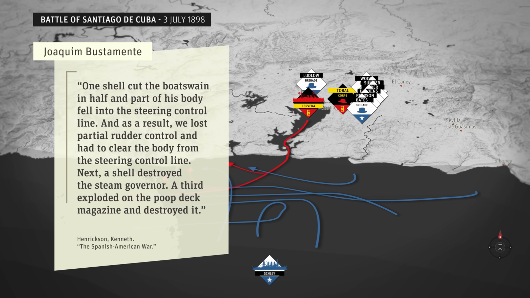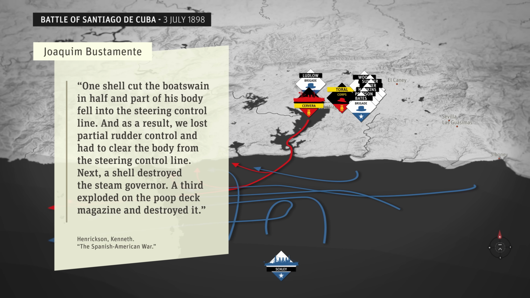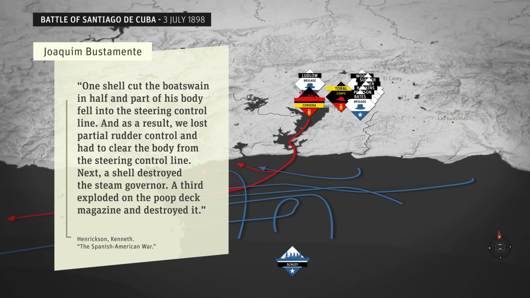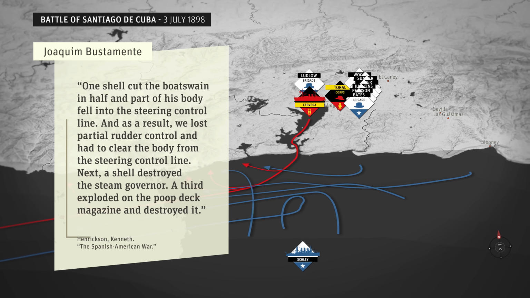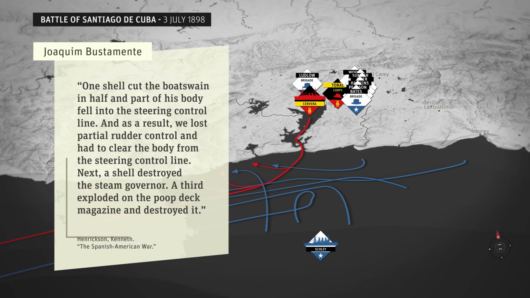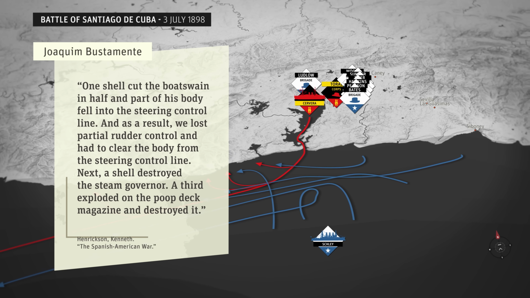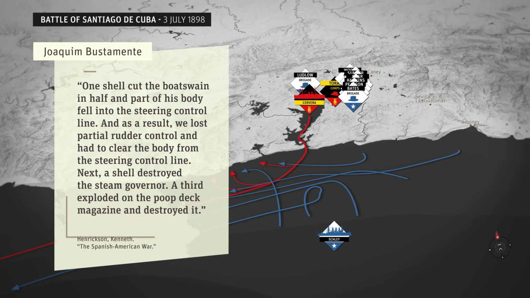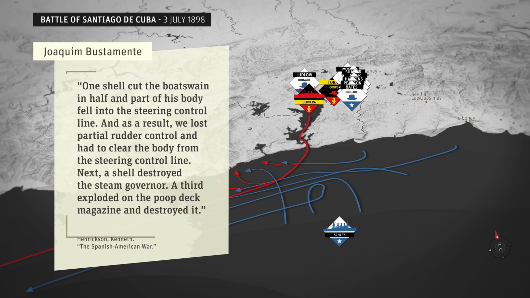One shell cut the boatswain in half, and part of his body fell into the steering control line. And as a result, we lost partial rudder control and had to clear the body from the steering control line. Next, a shell destroyed the steam governor. A third exploded on the poop deck magazine and destroyed it.